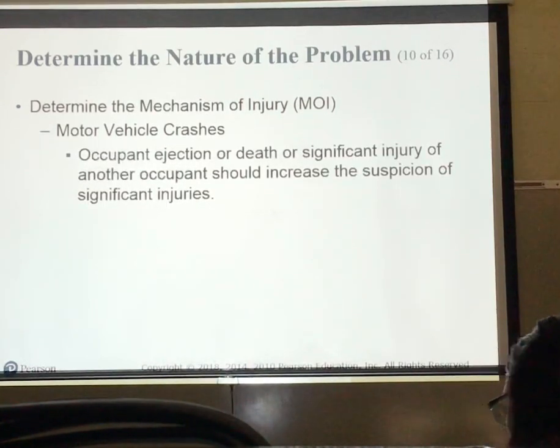Ejection from a vehicle usually produces significant blunt or penetrating trauma. Patients often die not from the ejection itself, but from the car rolling on top of them. The death or significant injury of one passenger should cause you to suspect significant injury to other passengers.